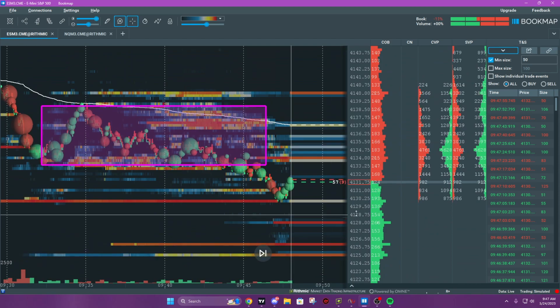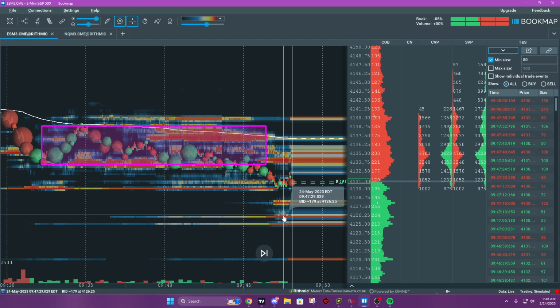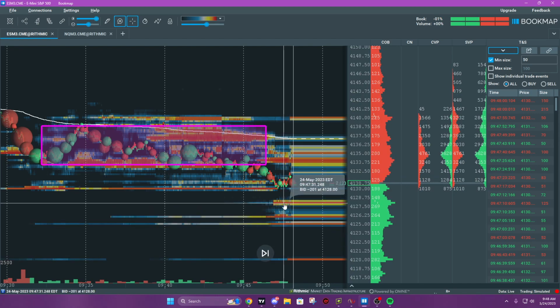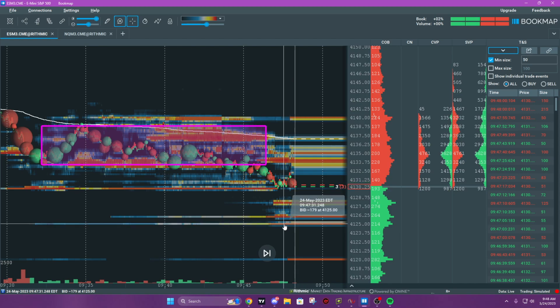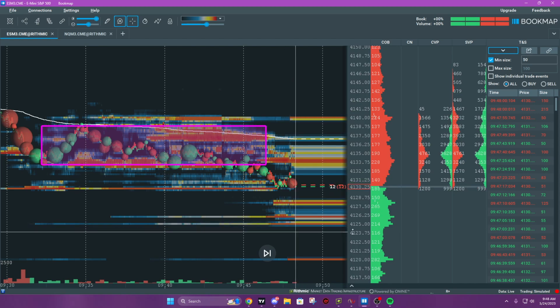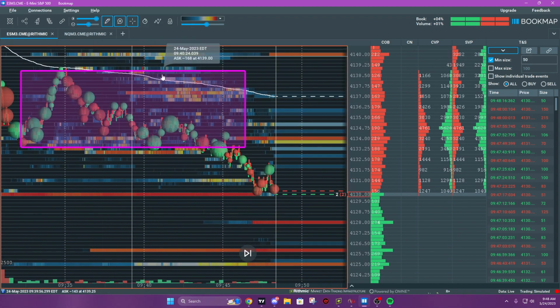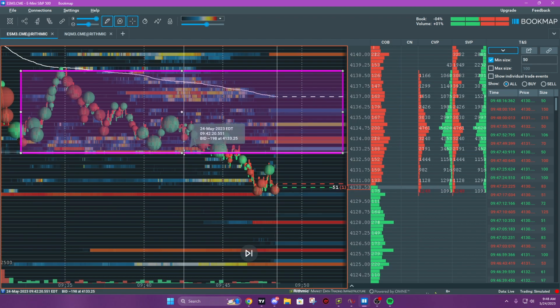Check these areas. You can see as we're moving down, these areas are getting stacked up with a little bit more buying. Right, so there's a 200 lot bid at 41.28, 200 lot bid at 41.26, about 180 at 41.25. I would say that is definitely kind of the range right there.